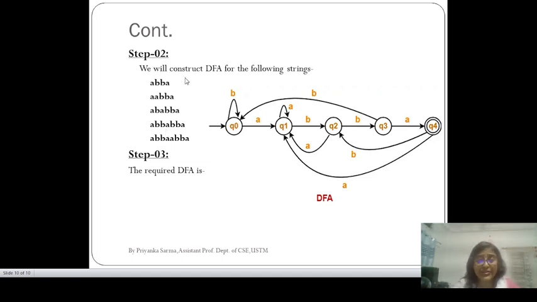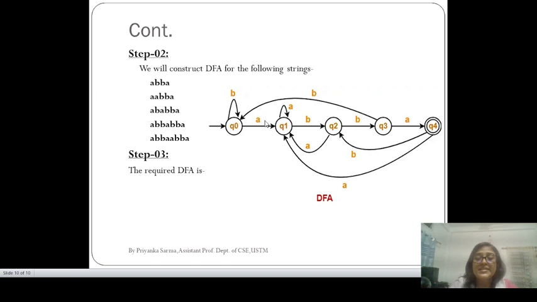Now we will construct a DFA for the following strings: ABBA, AABBA, ABABBA, and ABBABBA. For these strings we are going to construct the DFA, and then we will check whether this DFA will accept these strings or not. Now the first string is ABBA.